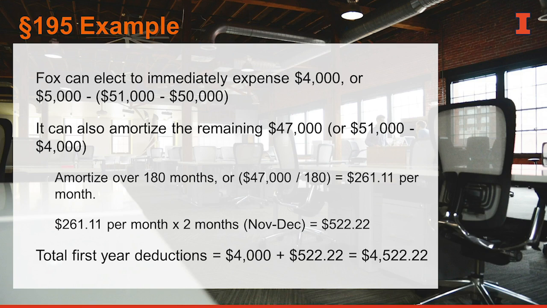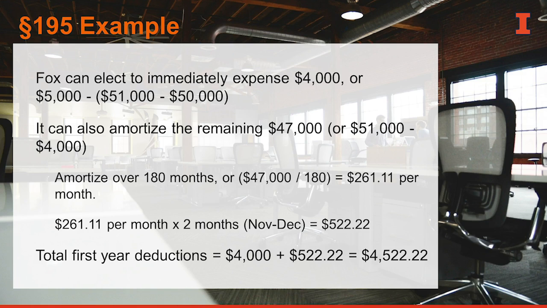Here, Fox can elect to immediately expense only $4,000, or the $5,000 maximum amount eligible for expensing, minus the phase-out amount of $1,000, reflecting the fact that the $51,000 exceeds the $50,000 threshold by $1,000. So for every dollar Fox incurred in startup costs above the $50,000 threshold, that's a dollar less of the $5,000 that Fox can immediately deduct.